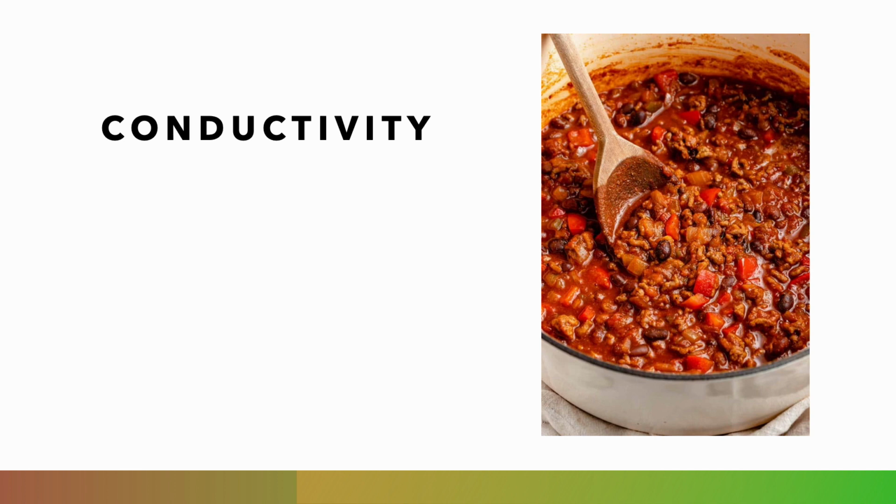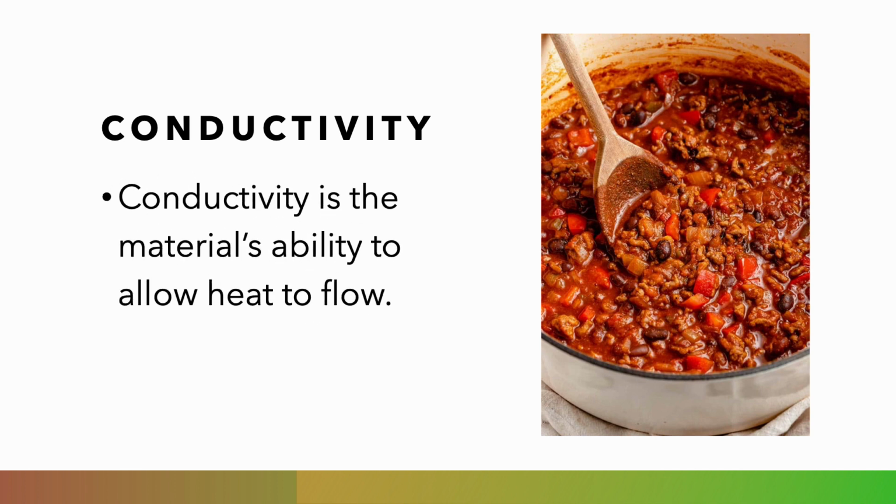This is because wood and plastic are poor conductors of heat, whereas metal is a great conductor. Conductivity is the material's ability to allow heat to flow. Good conductors of heat are usually good conductors of electricity as well.